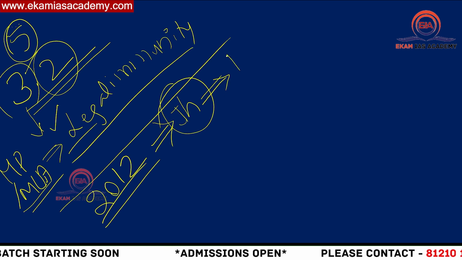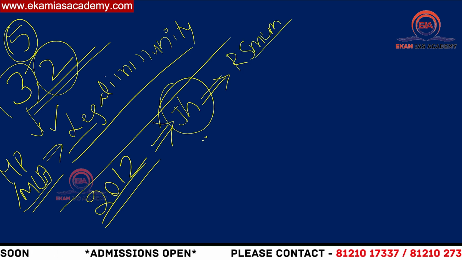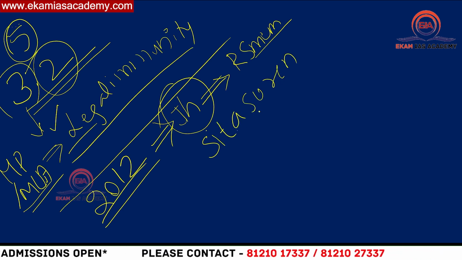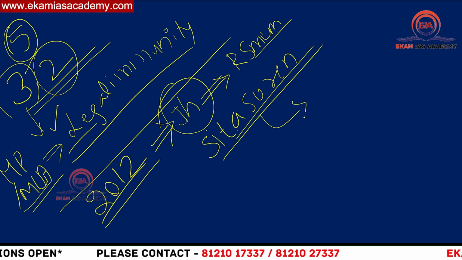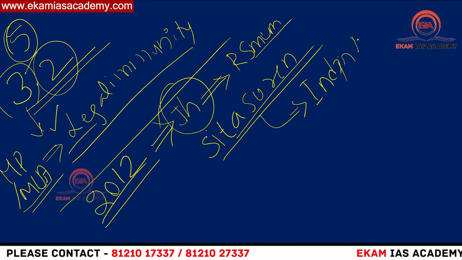Then what happened? To vote in favor of one Rajya Sabha candidate, there were some allegations that one MLA of Jharkhand, Sita Soren, was involved in bribery, in offering a bribe to an independent MLA. These are the allegations that were made.